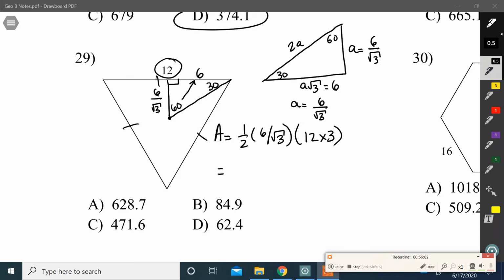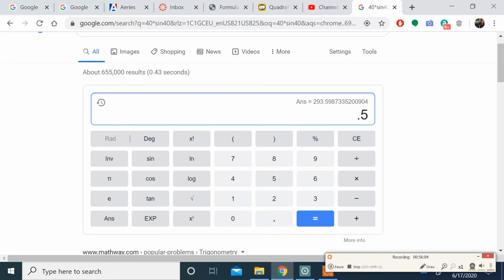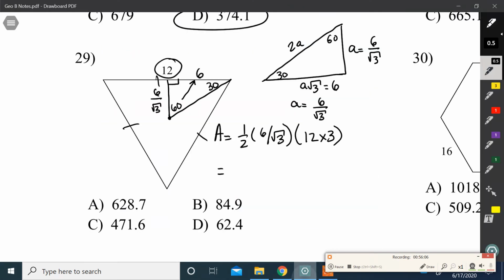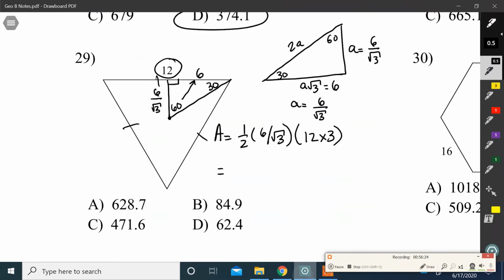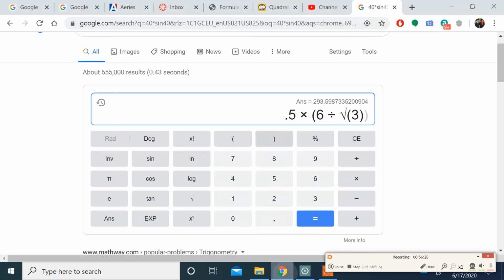So what I do is I start with the 0.5, which is half, and then I have that 6 divided by the square root of 3. So I'm going to put parentheses, and I'm going to put 6 divided by the square root of 3. The square root of 3 is right there. Let me close that parenthesis. And then 12 times 3, which I could actually just multiply, 12 times 3 is 36.